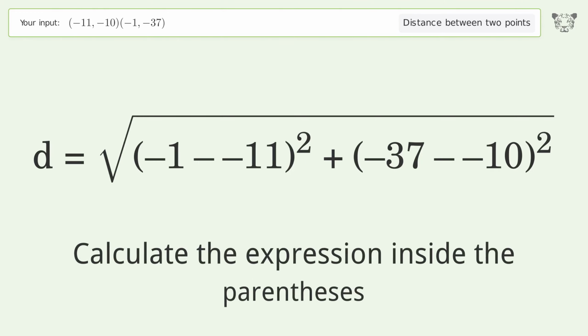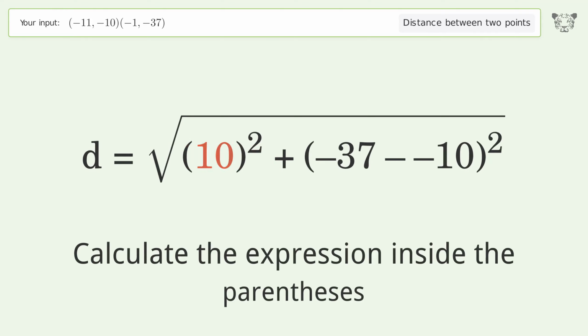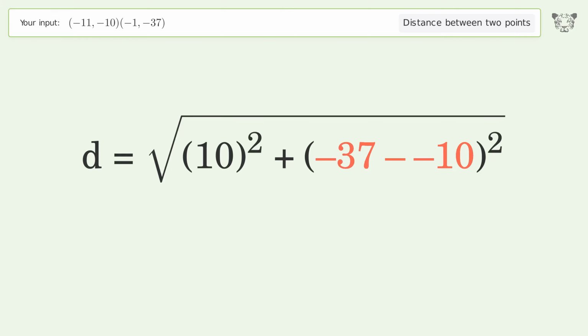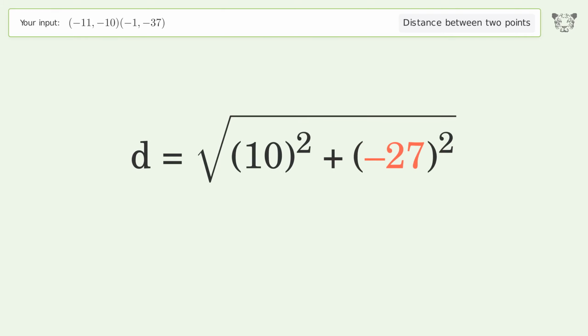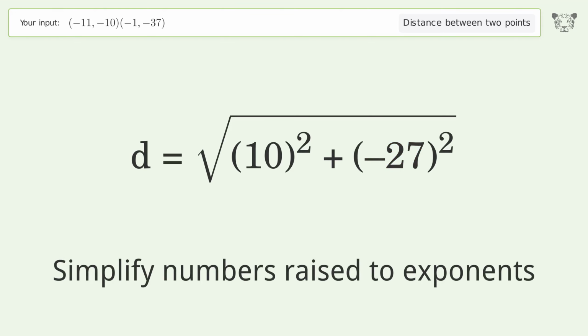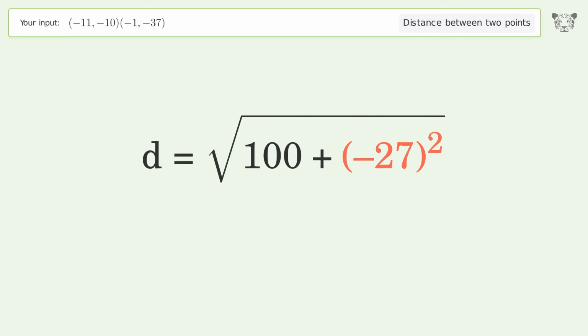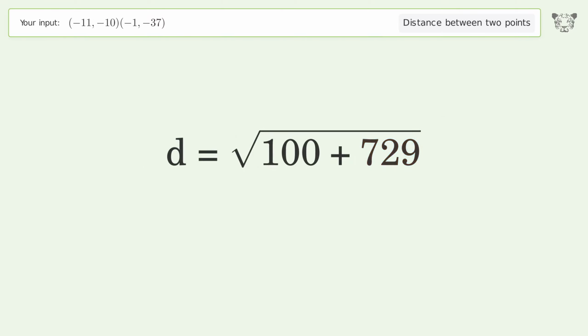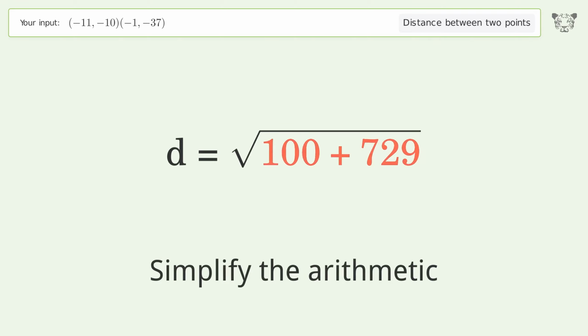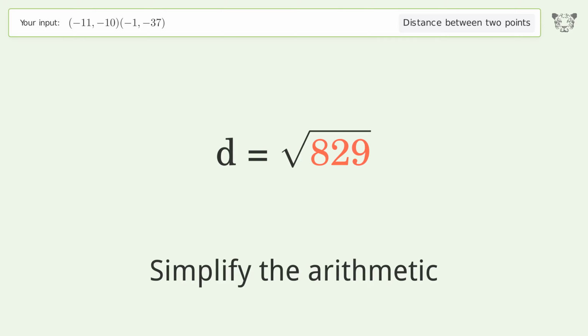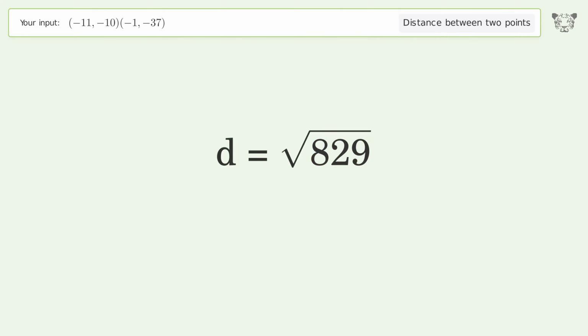Calculate the expression inside the parentheses. Simplify numbers raised to exponents. Simplify the arithmetic. And so the distance between the 2 points is the square root of 829, or 28.792.